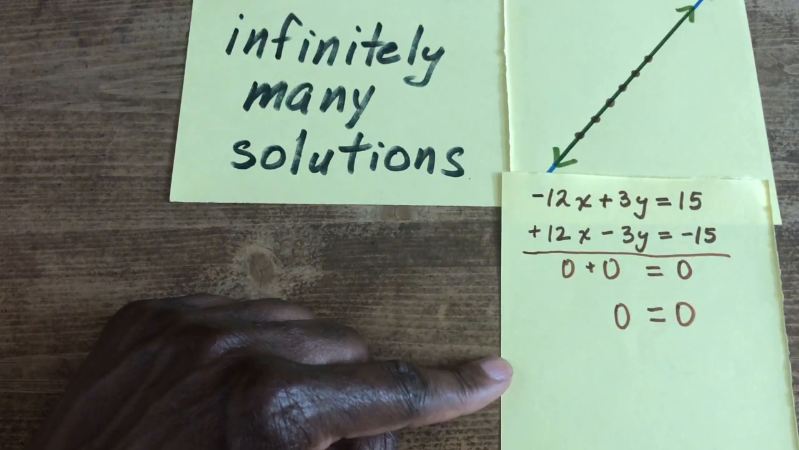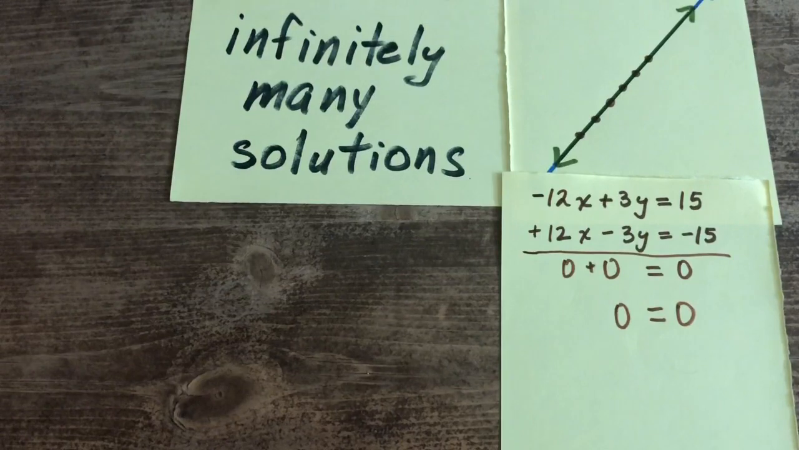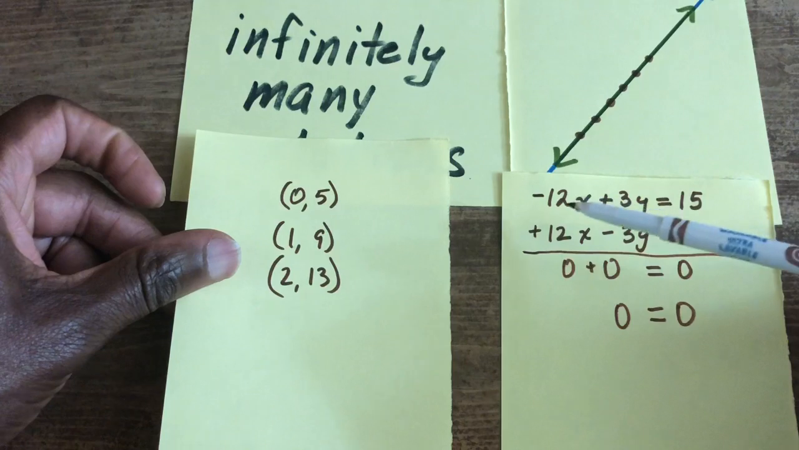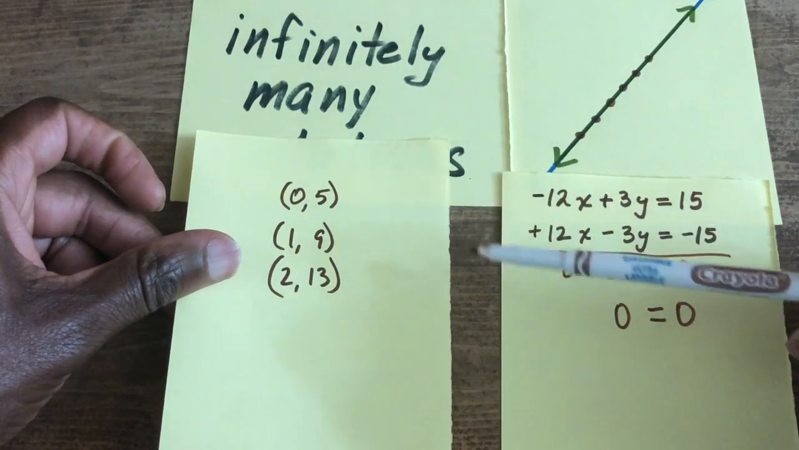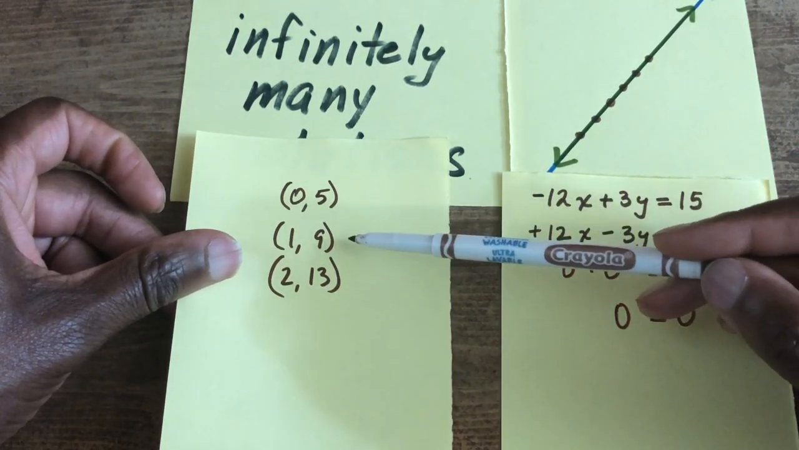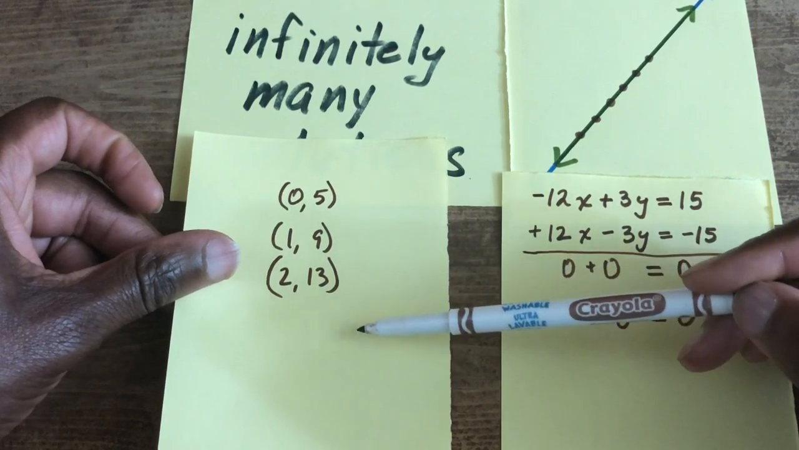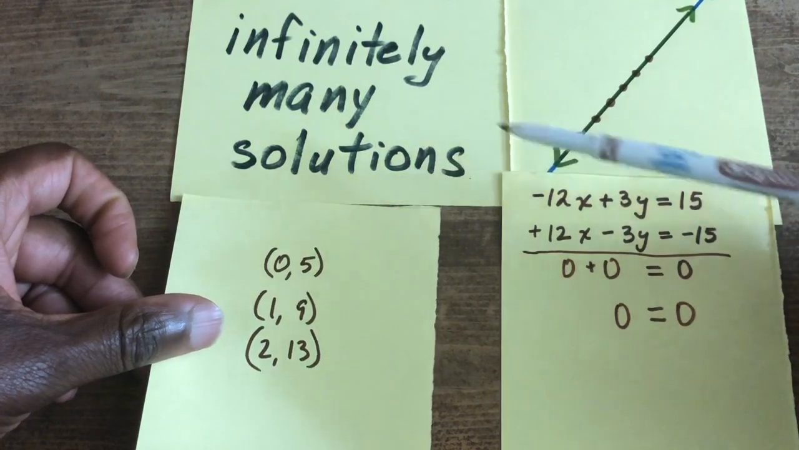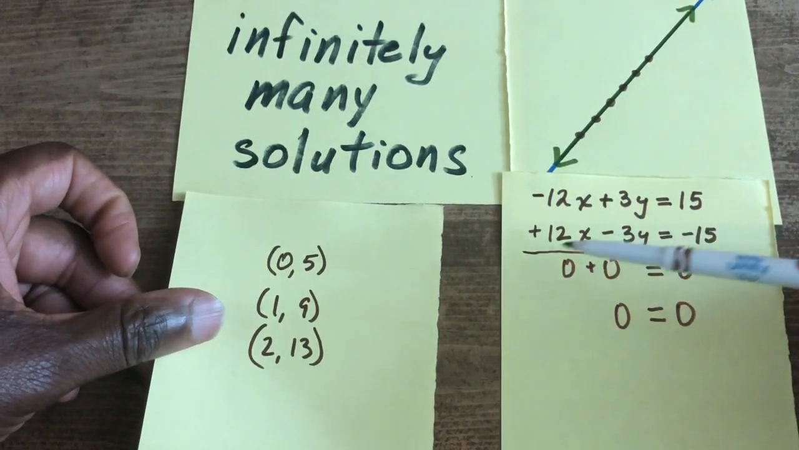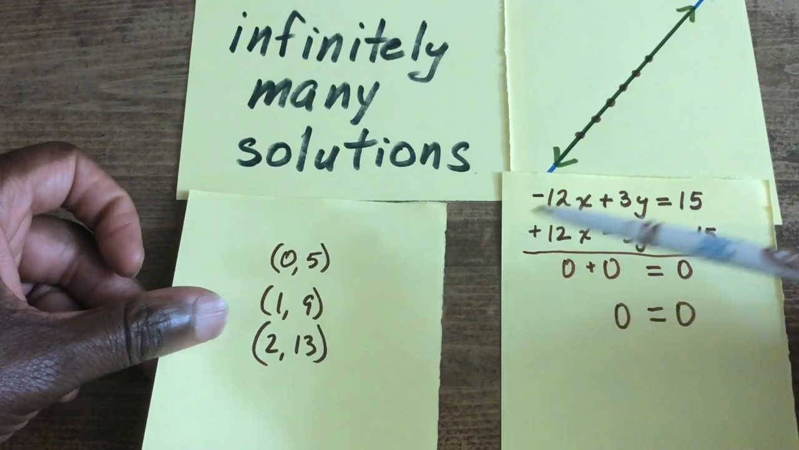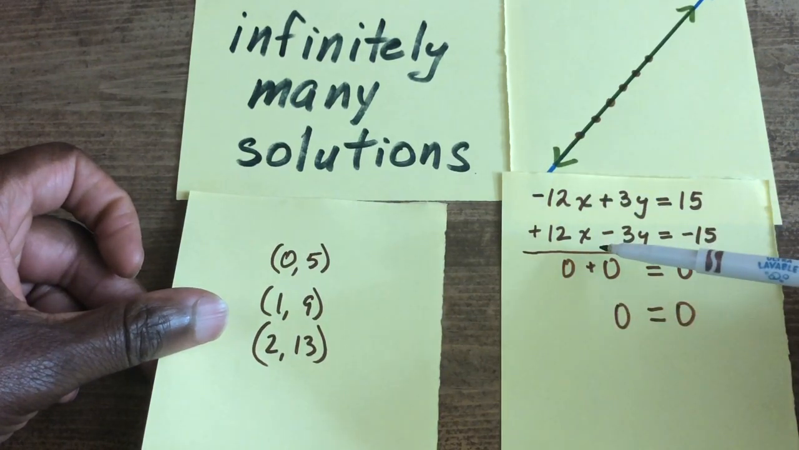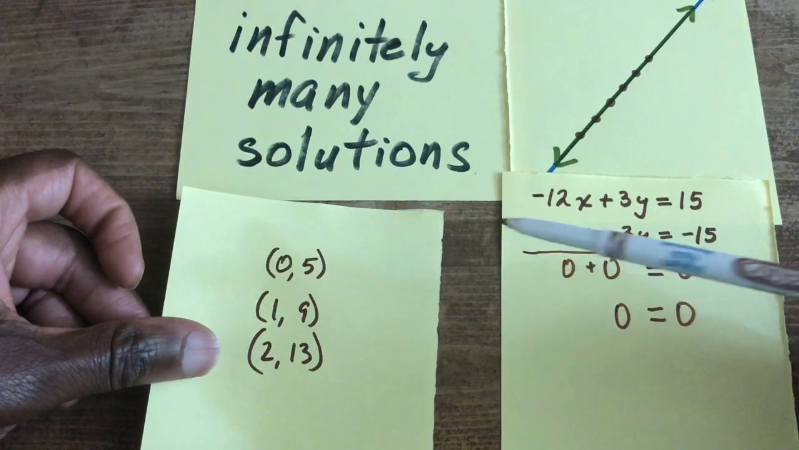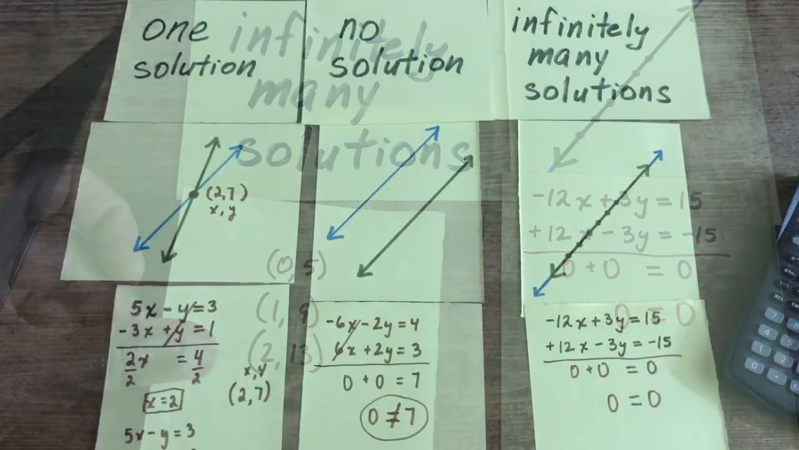What that means is that for this particular system of equations, these coordinates, if you plug them into both of them, will work: 0, 5, 1, 9, 2, 3, and there are so many more because it has infinitely many solutions. So what we're showing you here is that if you take these coordinates, plug them into both of these equations, you'll see it comes out true, and it's not just one solution, it is many solutions. So there you have it, everyone.